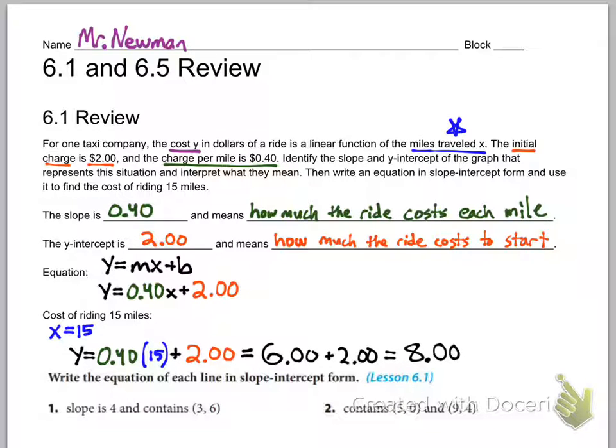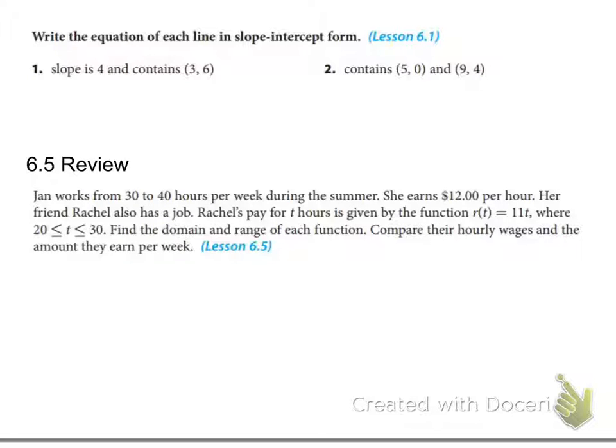Now, one thing I forgot to mention in this whole video: please try each of the problems before watching the video. If you get stuck, start watching the video until the point that you get unstuck, and then see if you can do the rest on your own. All right, so $8 is the answer to the first one for the cost of riding 15 miles. And that's how we found the equation, slope and y-intercept.